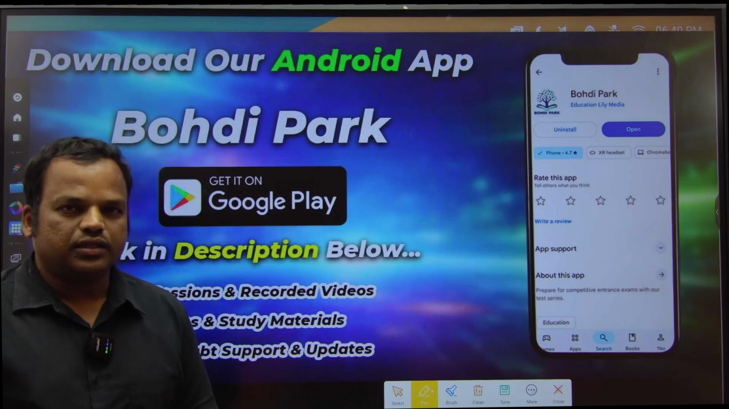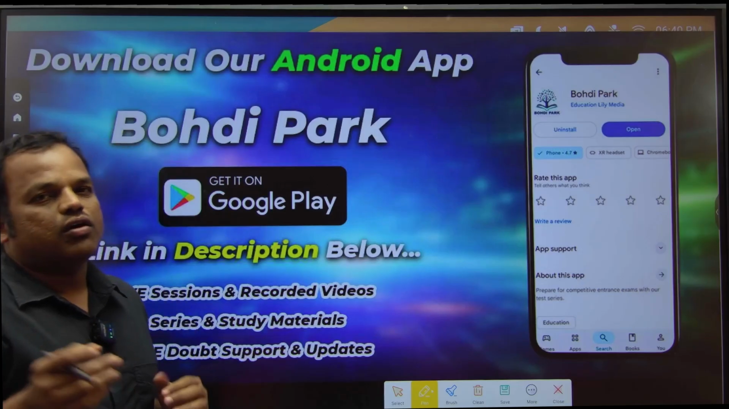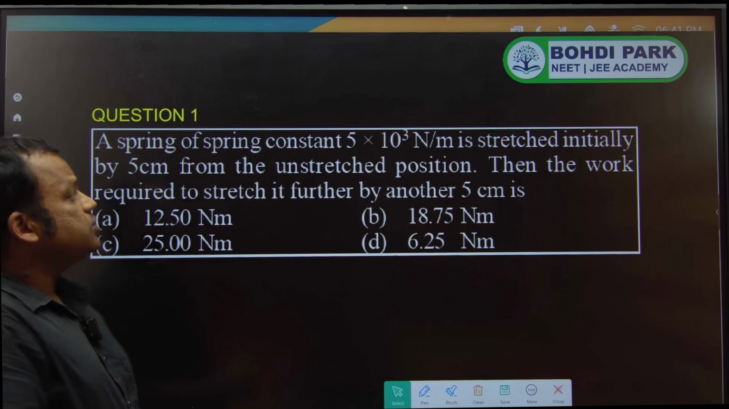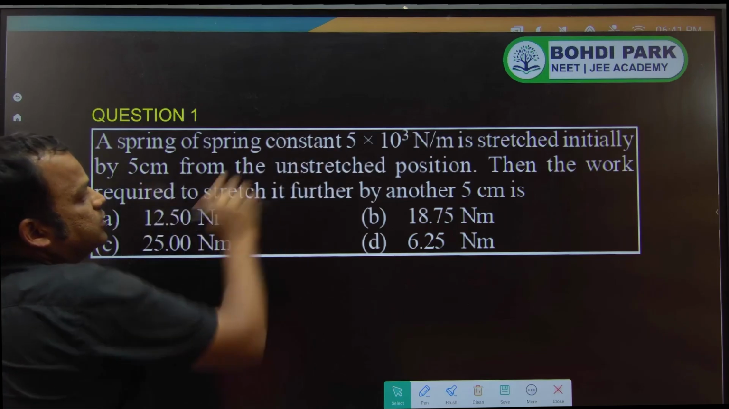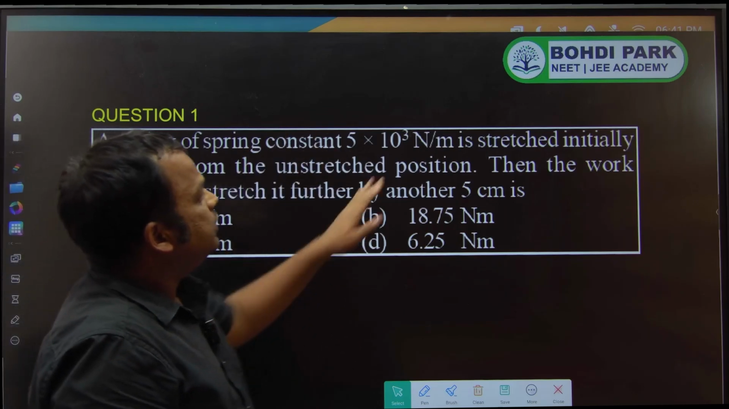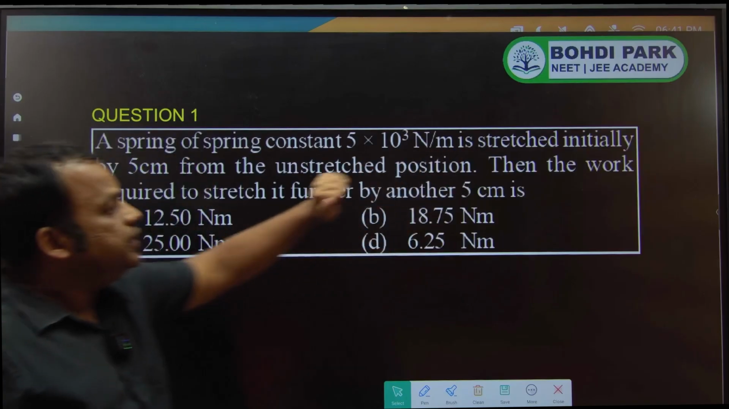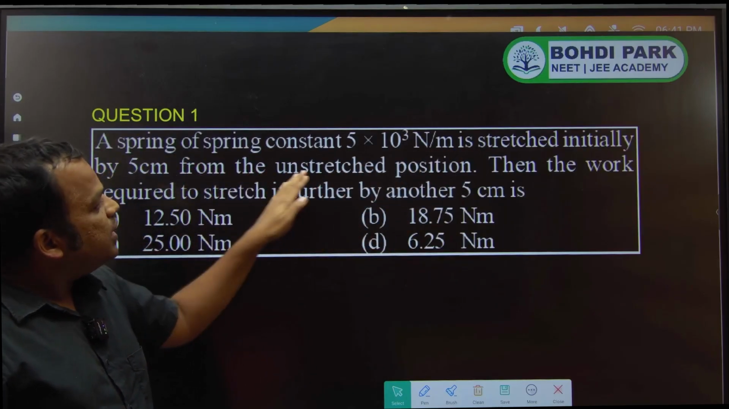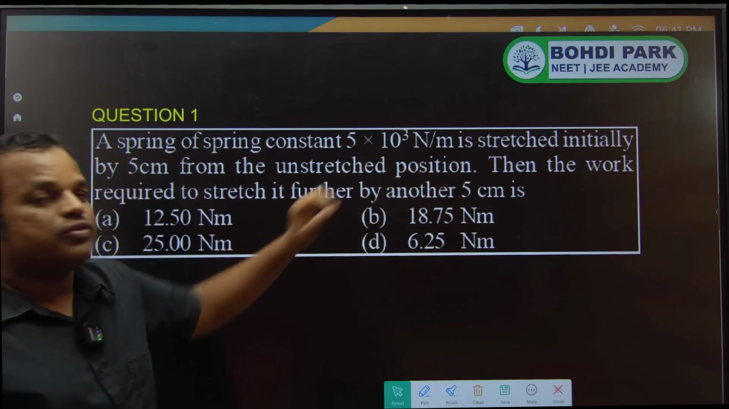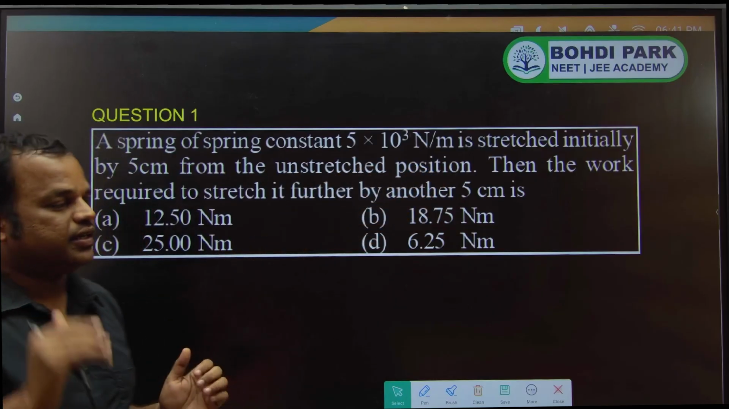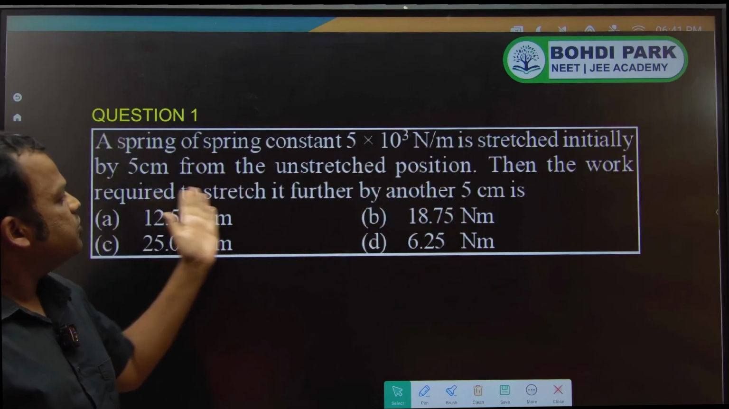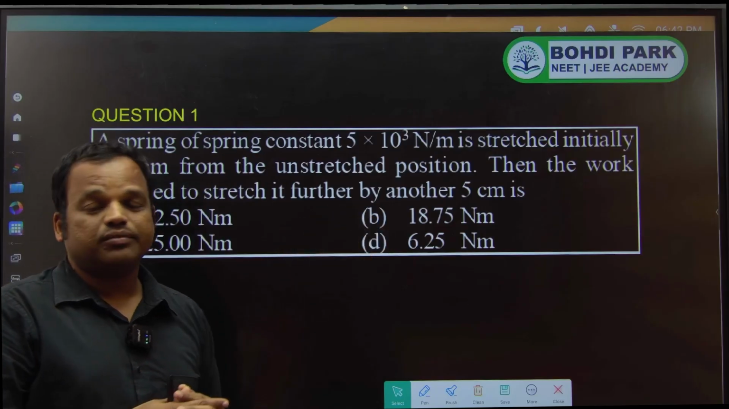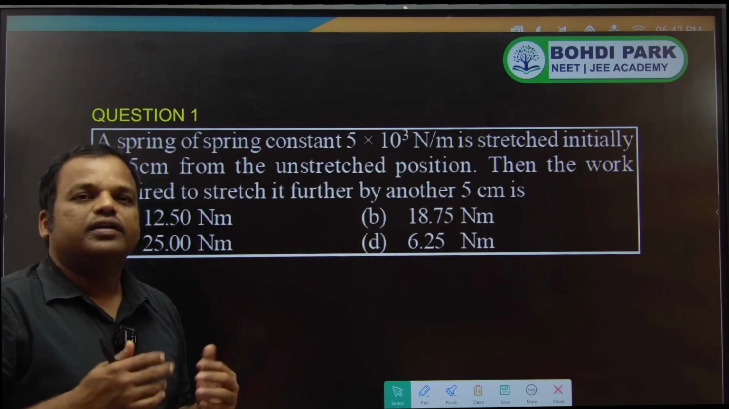So let's continue with our discussion on work and energy MCQs. Look at this question. It is given that a spring of spring constant 5 into 10 power 3 Newton per meter is stretched initially by 5 centimeter from the unstretched position. Then what is the work required to stretch it further by 5 centimeter? So what is the new elongation? The new elongation will be 10 centimeter.